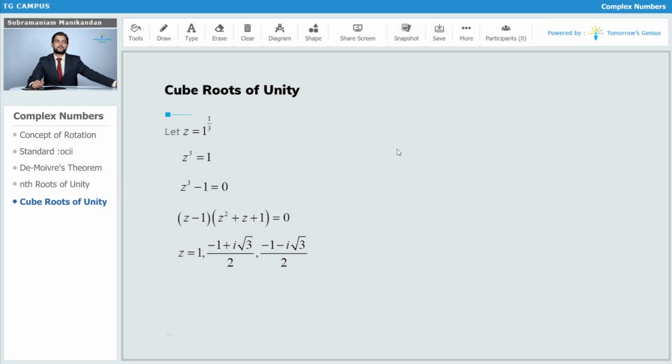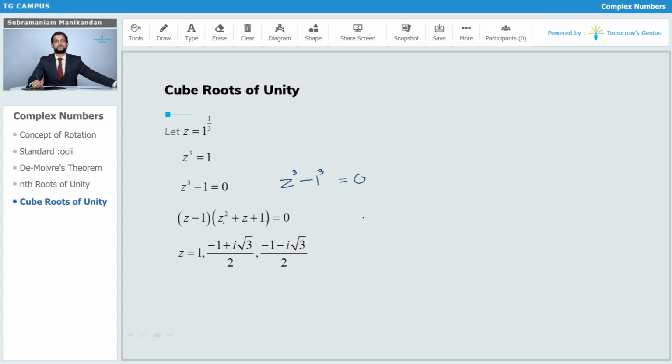Suppose I have z cube is equal to 1, again as usual. So therefore z will be equal to the number 1 raised to the power of 1 by 3, right? So z cube minus 1 is equal to 0, and I factorize it by taking 1 as just 1 cube. So therefore this gives us z cube minus 1 cube is equal to 0. So factorizing that, I get z minus 1 times z square plus z plus 1 is equal to 0.